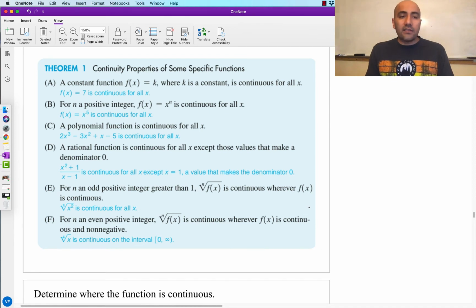So a constant function f of x equals k, where k is any constant, is continuous for all values of x. Okay, hopefully that one is really straightforward. Anytime you have f of x equals k, where k is a constant, if you think of its graph, it's going to be the horizontal line y equals k. So in a case like that, the function is going to be continuous for all real numbers. Right? A little example is if f of x equals 7, that's a continuous function, and it's just going to be the horizontal line y equals 7. Right? Let's graph that.